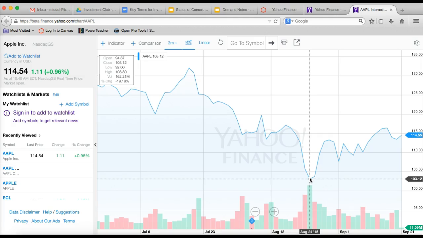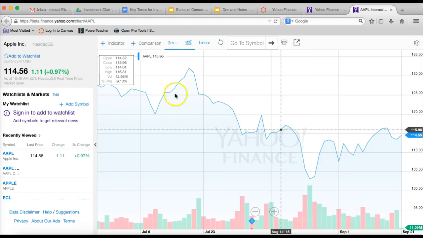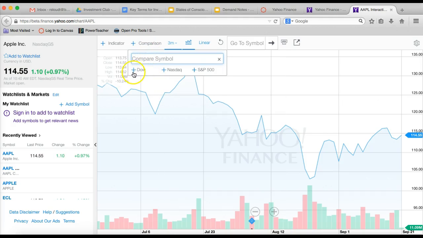But if you didn't know that, how would you know that? Well, if you go up here in the comparison box and click on that, you can compare it to the Dow, the NASDAQ, and the S&P 500. Now, if you have that key terms sheet pulled up, it will tell you what the differences are between these three. But basically, these are what I call measures of performance. They're measuring how the stock market is doing as a whole.